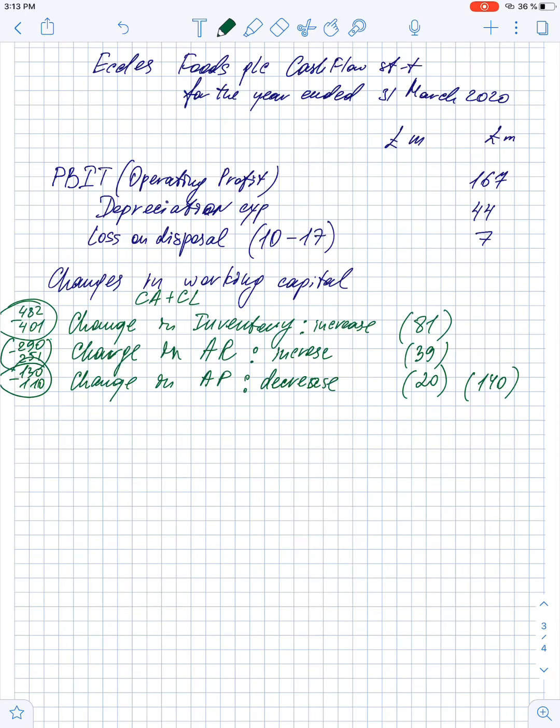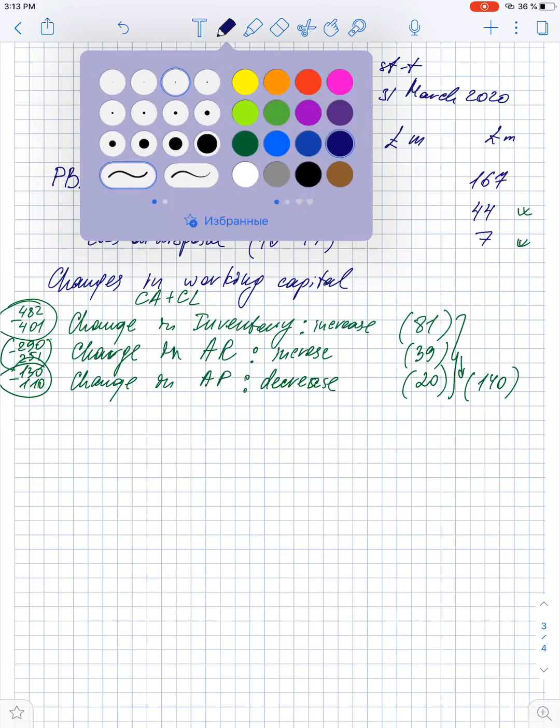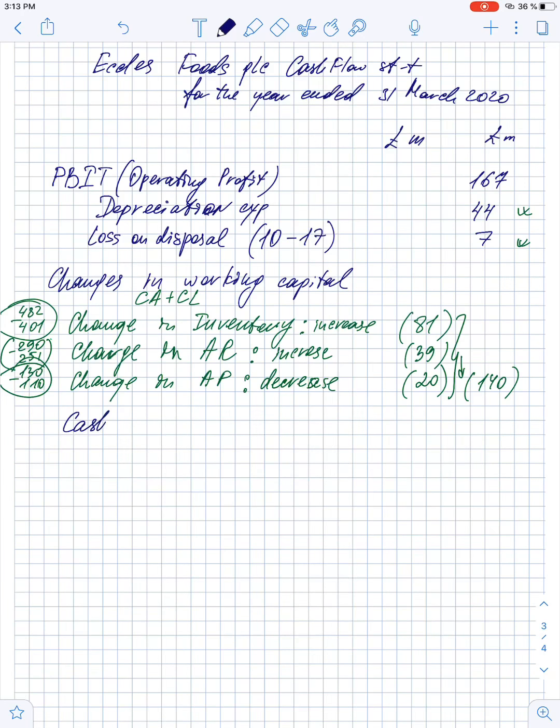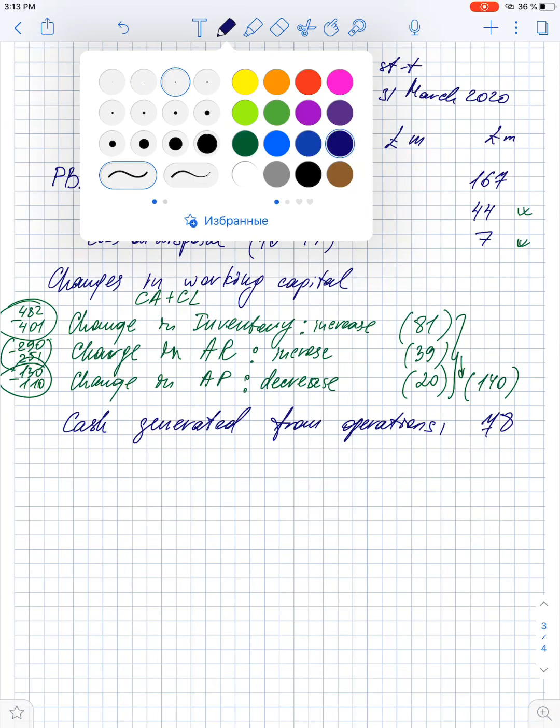And once we have calculated the net change in working capital here, and we have adjusted for non-cash items, we can calculate the first subtotal. We call it cash generated from operations. Cash generated from operations: 167 plus 44 plus 7 less 140. That would give us 78 positive.